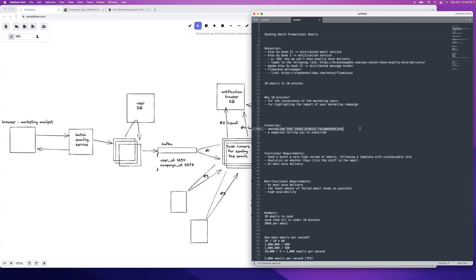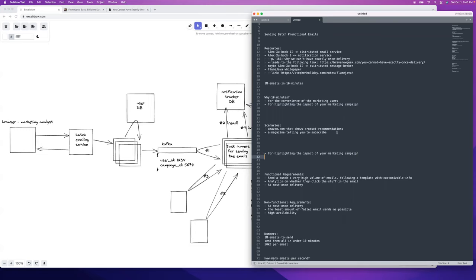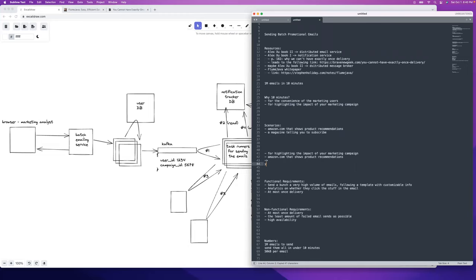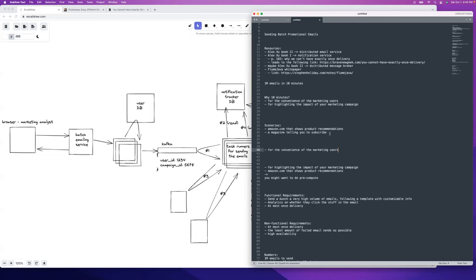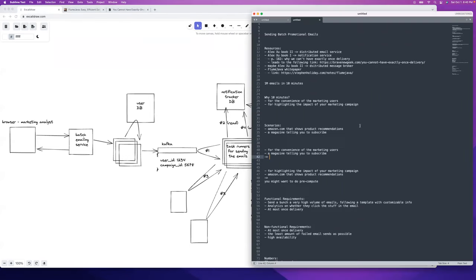But if you're doing something like this and you have scenario two up here, I'll go ahead and highlight that. You might want to do some pre-compute. But if it was just convenience for marketing users and you had a magazine telling you to subscribe, pre-computing doesn't make sense in this flow, it works totally fine.